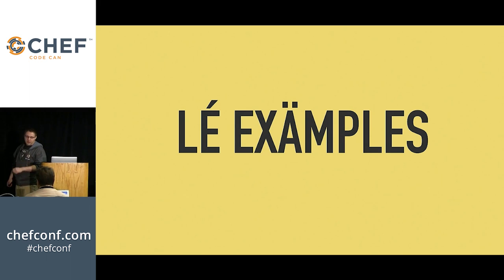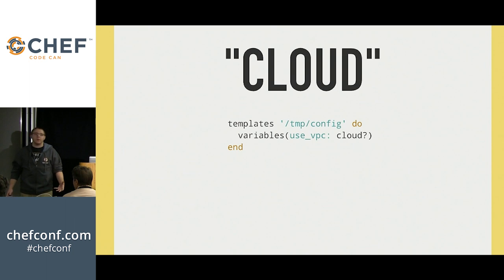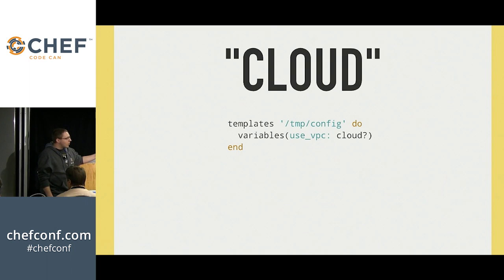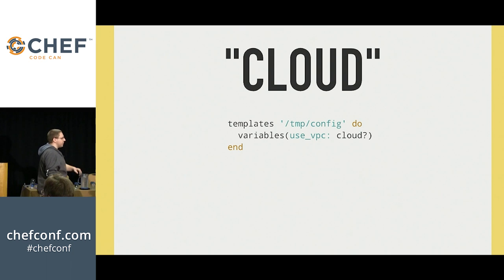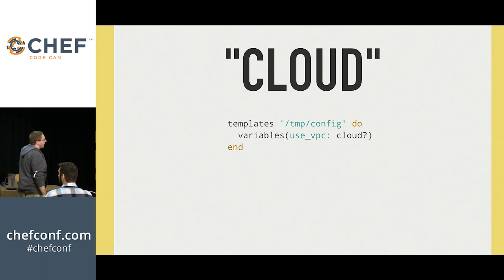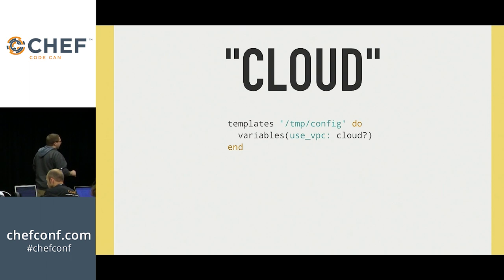So let's look at some of these awesome APIs. The first one is cloud. And there's actually a whole bunch of matchers, and I've air quoted the word cloud. Virtual cloud, public cloud, private cloud, I don't really care what it is. There's a cloud attribute, and it returns true if you're running on something that looks like a cloud. What does that mean? Go look at the code.